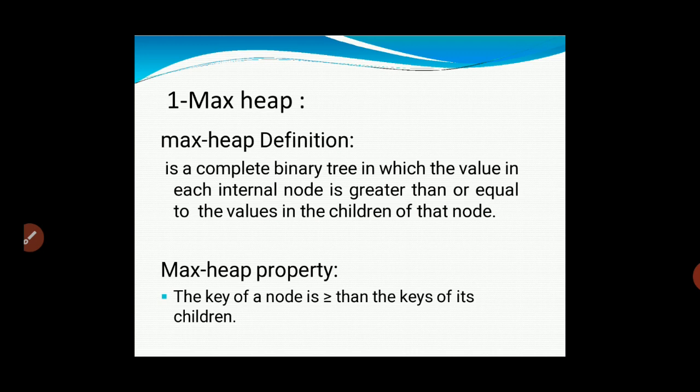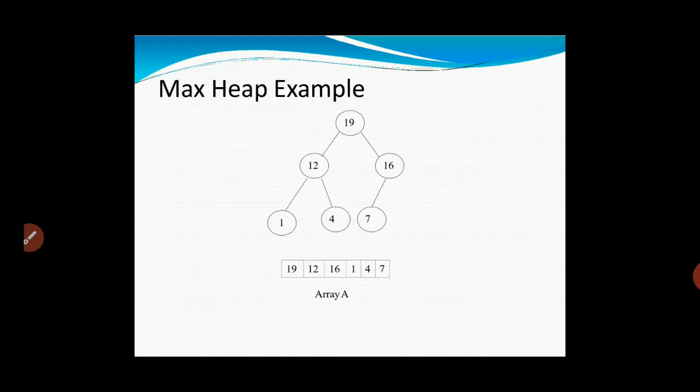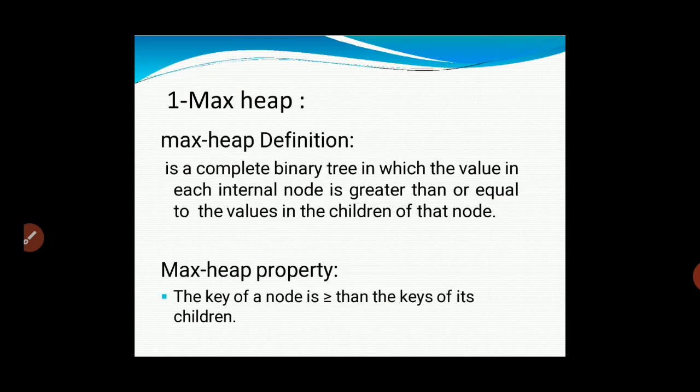Same we have to see here. Here the child is always less than or equal to the parent. Then the same discussion is here. It is a complete binary tree, it follows the complete binary tree. I hope you have understood the complete binary tree.